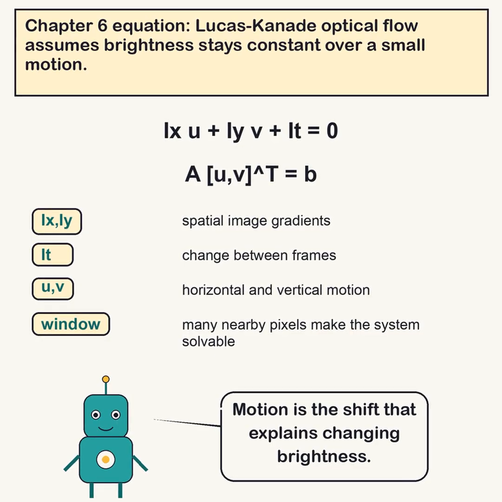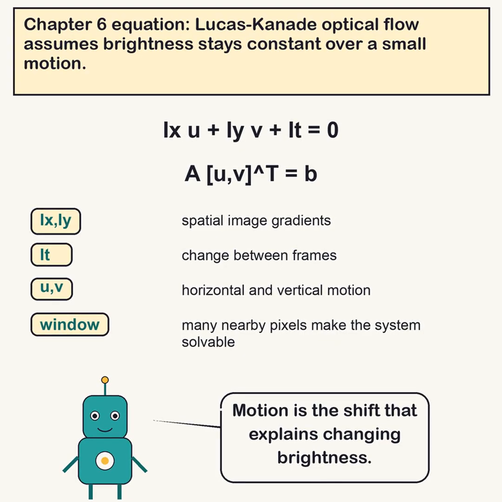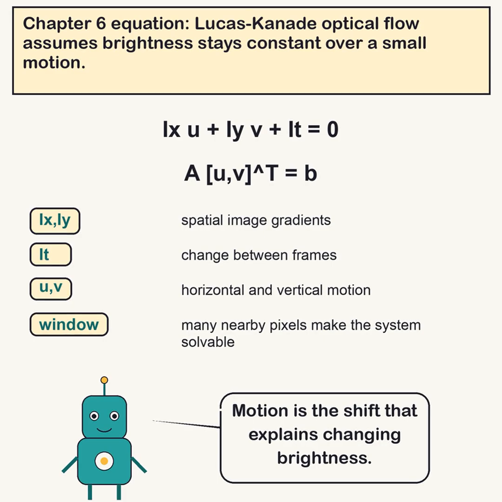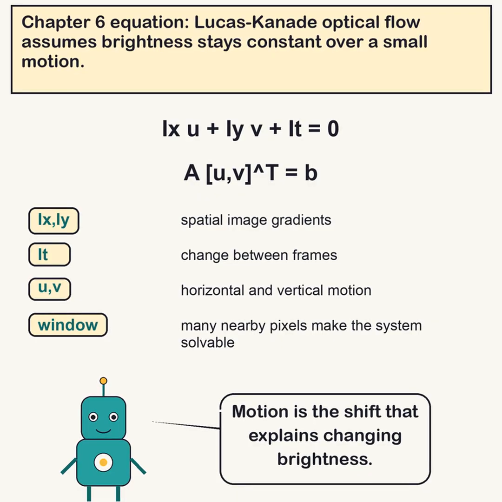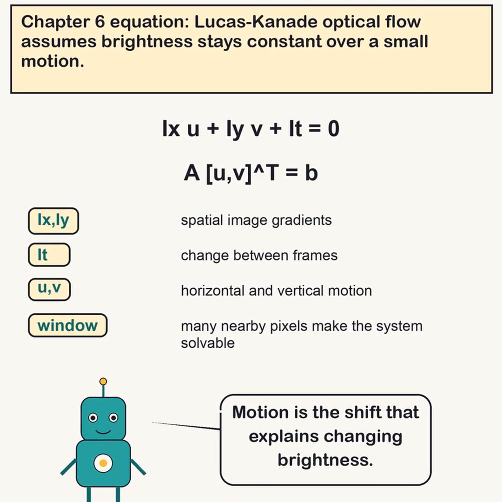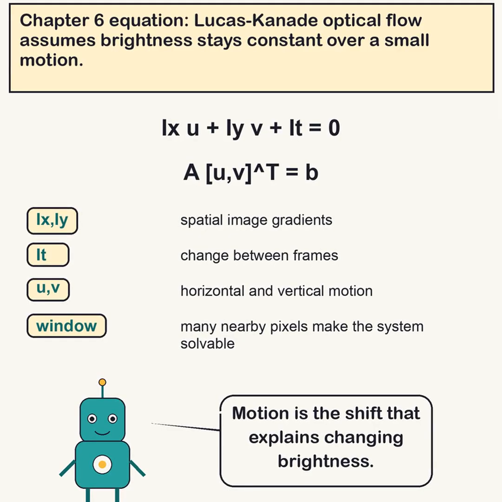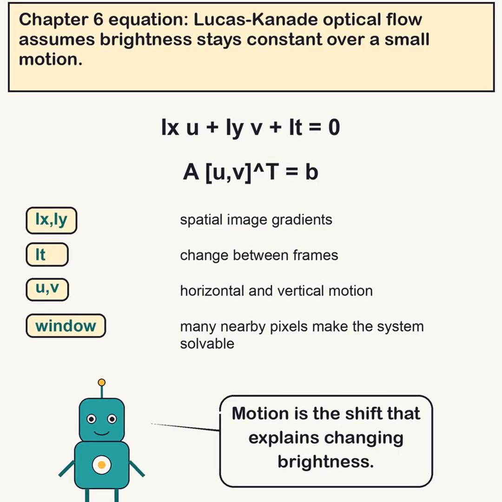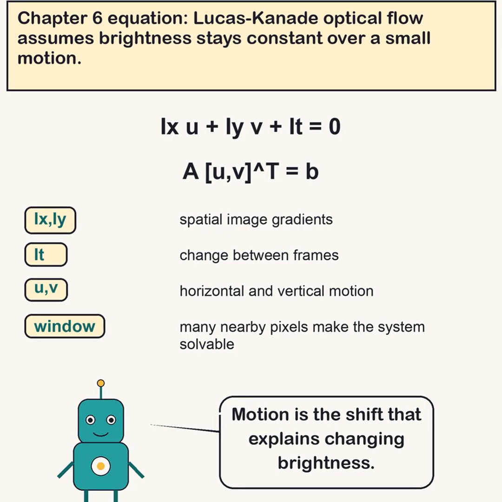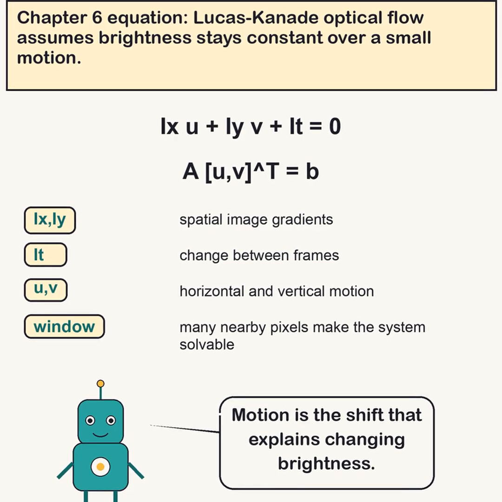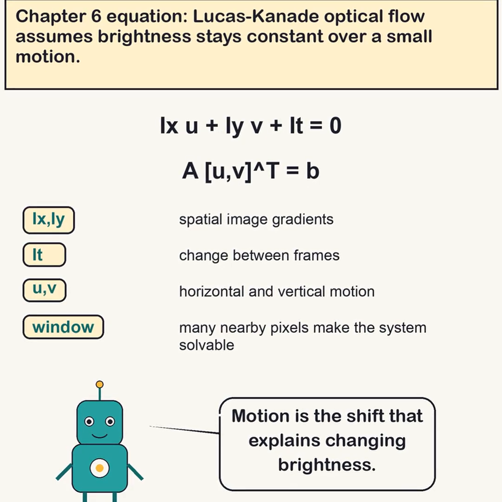Brightness constancy says a patch keeps its appearance while it moves. The single pixel equation has two unknowns, U and V, so a window collects many pixels to form a solvable system. Motion explains change, but only if the local texture has enough gradient to reveal direction. Real-world analogy: Optical flow is like following a painted dot on a conveyor belt by asking which small motion explains the brightness change. Motion is the shift that explains changing brightness.